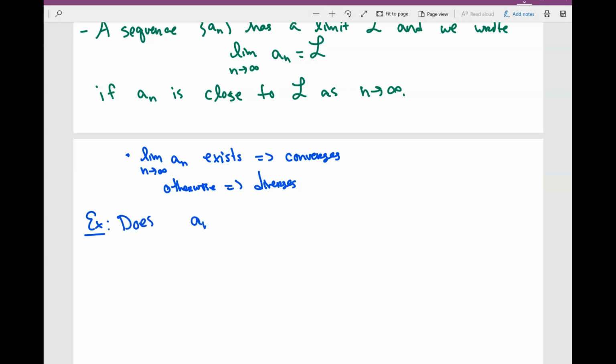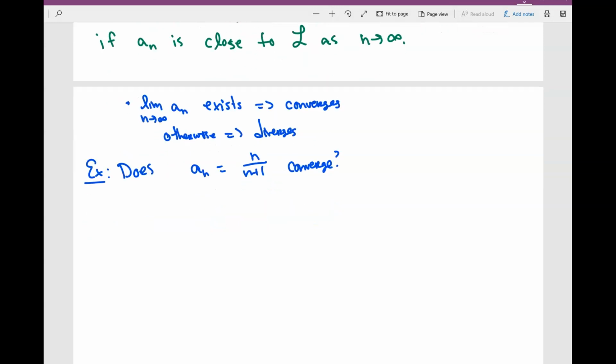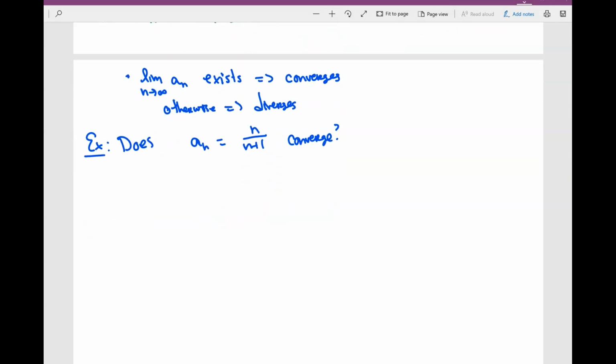Does a sub n equal n over n plus 1 converge? Okay, so what is it? Does it converge, yes or no? Well, one way to do it is just by taking the limit of this thing. One thing that you can do is plug in numbers and list out all the numbers that you can look at, but sometimes it's not easy to figure out. So one way to do it is just taking the limit.